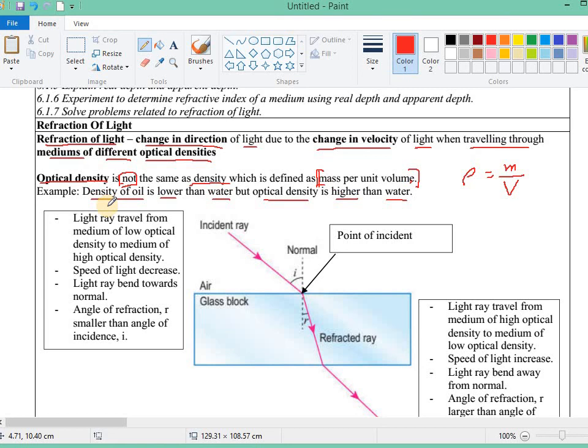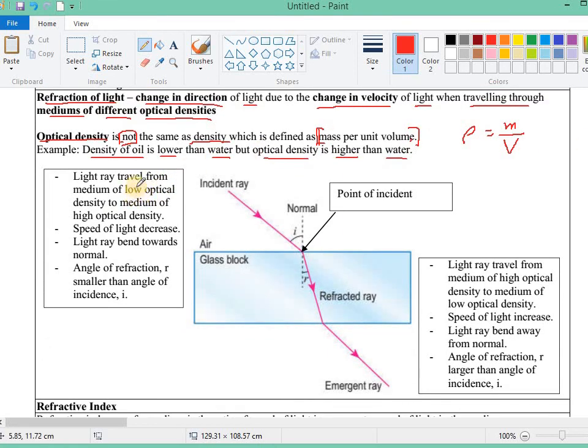So the reason why we give the name optical density is basically if the medium is able to slow down the light more, then that means the optical density will be higher. So if the light travels to a medium of higher optical density, then the speed of light will decrease. From low optical density to high optical density, the speed of light will decrease. From high optical density to low optical density, the speed of light will increase. The opposite.